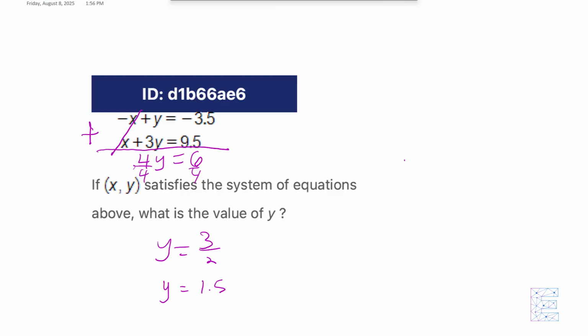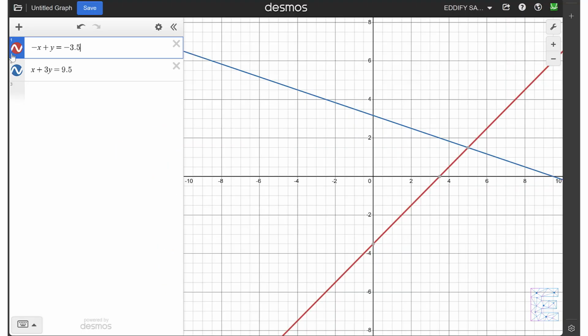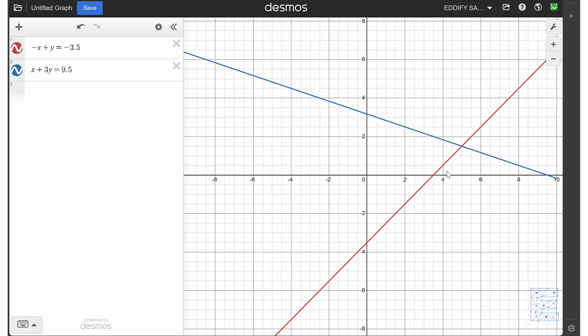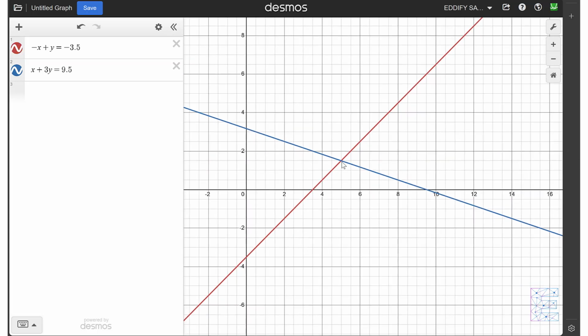So now let me show you how to answer this question using Desmos. Simply type in both of your equations into Desmos and find where the two lines are intersecting. And that's right here. We were looking for the y value of the intersection. You can see that it's 1.5.